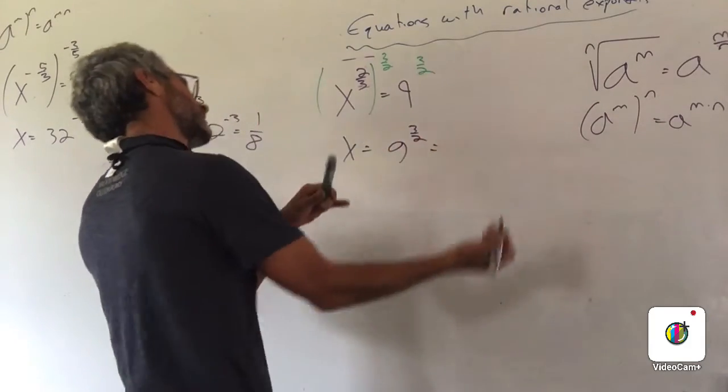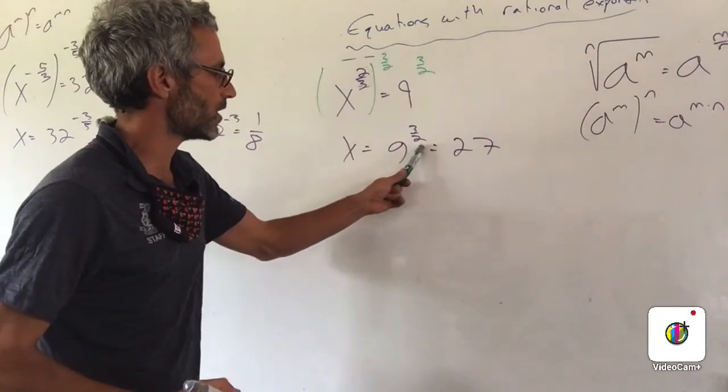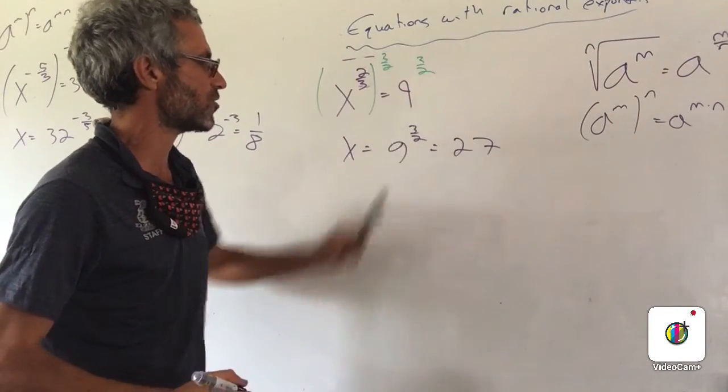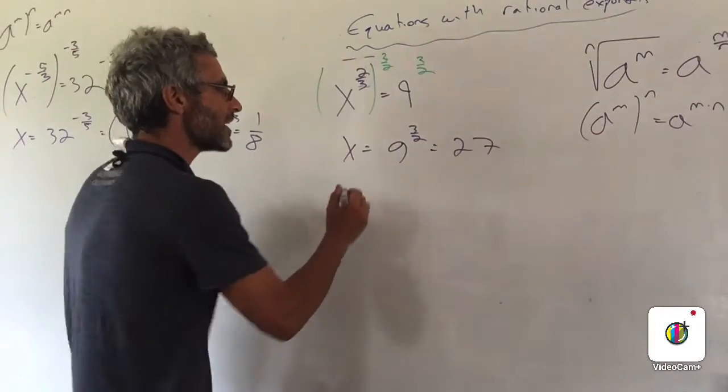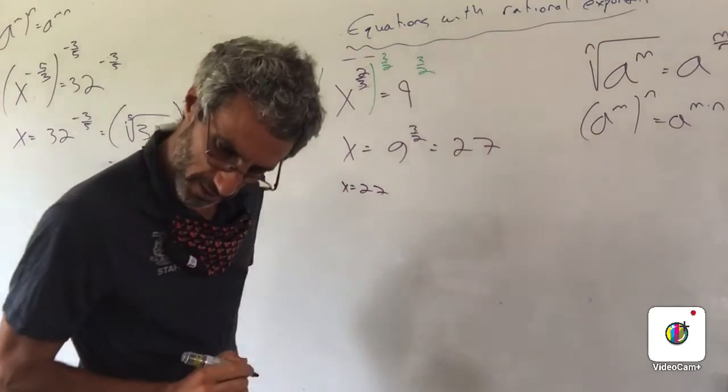You can put it in the calculator. It's 27 if I'm not mistaken. Just check me. Yes. Because I'm doing the square root of 9, which is 3. 3 cubed is 27. So x equals 27.